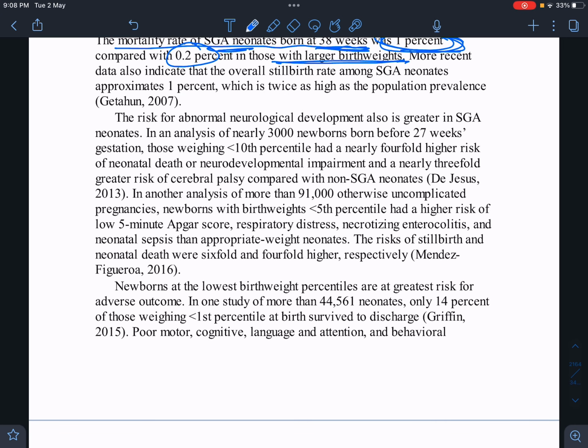Also, in an analysis of 3,000 newborns born before 27 weeks, those weighing less than the 10th percentile had a four-fold higher risk of neonatal death or neurodevelopment impairment and a threefold risk of cerebral palsy as compared with non-SGA neonates. So you have to see that at 27 weeks, if there is an SGA fetus, the risk is four-fold higher. They are four times more likely to get neonatal death, neurodevelopment impairment, and 3 times more likely to get cerebral palsy as compared to non-SGA, even at less gestational age.